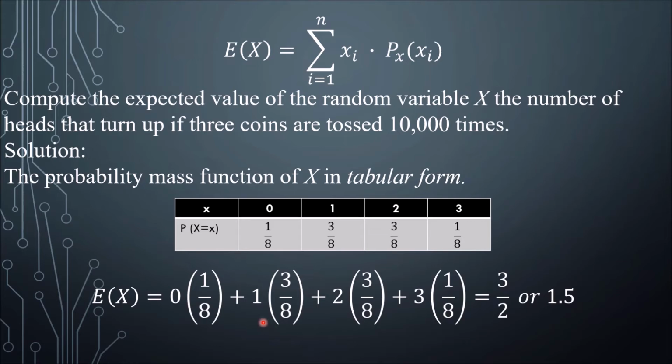All you need to do is to multiply the number of heads by the probability. 0 times 1 over 8, 1 times 3 over 8, 2 times 3 over 8, and then 3 times 1 over 8. And then you will be using the summation function, so you will add all the values. So the answer is 3 over 2, or 1.5. This 1.5 is what we call the expected value of the random variable X, the number of heads that turn up if 3 coins are tossed 10,000 times.